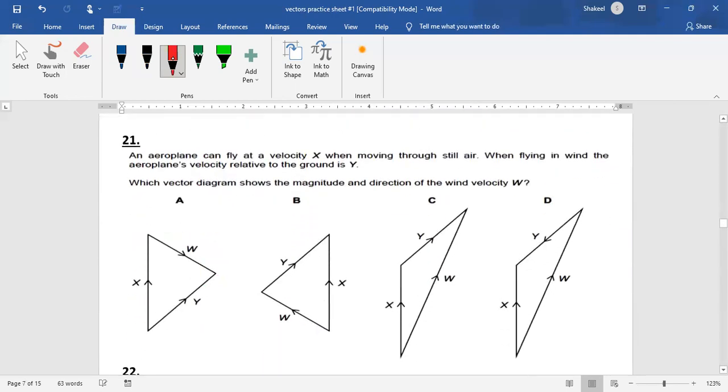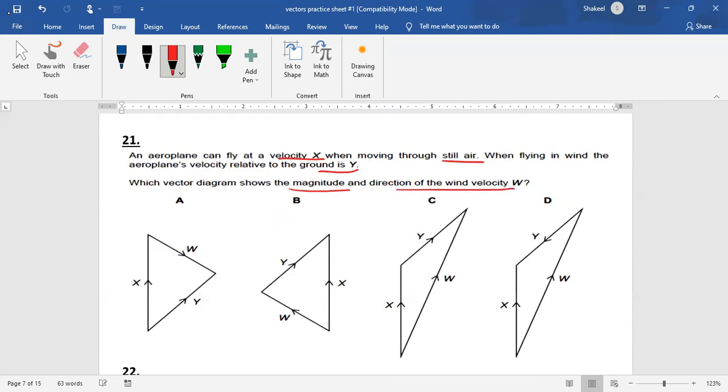Question number 22. An aeroplane can fly at velocity x in still air. When flying in a wind, the aeroplane's velocity relative to the ground is y. Of course, when there is still air, its velocity is x, and when wind is there, its direction is going to change. As its direction changes, its velocity will also change, so that is y relative to the ground. Which vector diagram shows the magnitude and direction of the wind velocity W?